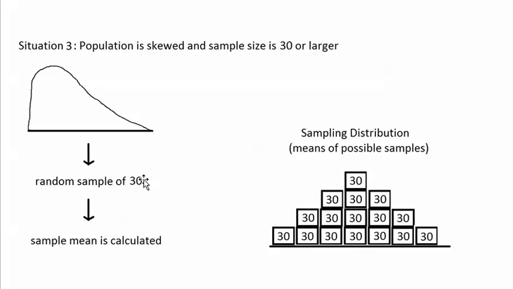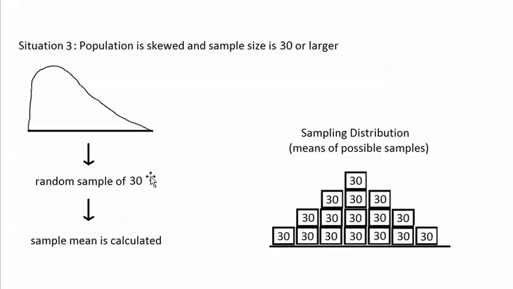So we've looked at three situations. We've looked at a normal population and a small sample size of 10. We've looked at a skewed population and a small sample size of 10. And we've looked at a skewed population and a larger sample size of 30. In the situation in which the population was normal, the sampling distribution was normal. In the situation in which the population was skewed, the sampling distribution was only roughly normal when the sample size was big enough, 30 or larger. When the population was skewed and the sample size was smaller than 30, we had a skewed sampling distribution.